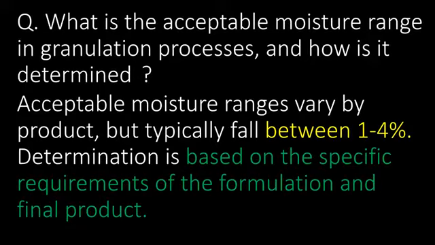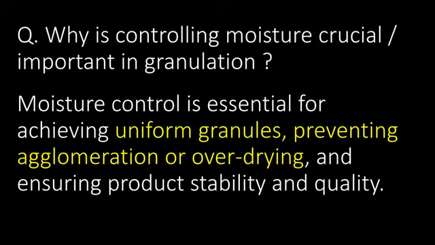What is the acceptable moisture range in granulation processes and how is it determined? Acceptable moisture range varies by product but typically falls between 1 to 4%. Determination is based on the specific requirements of the formulation and final product. Why is controlling moisture important in granulation? Moisture control is essential for achieving uniform granules, preventing agglomeration or overdrying and ensuring product stability and quality.